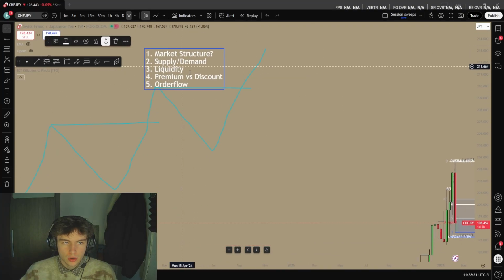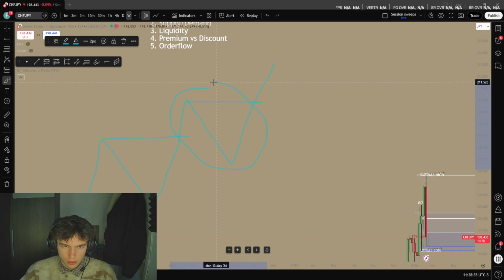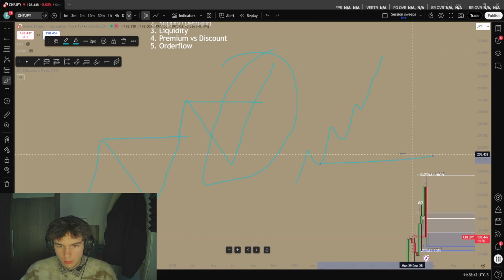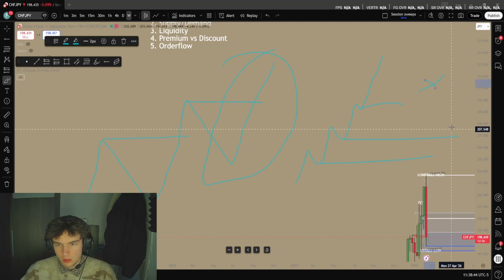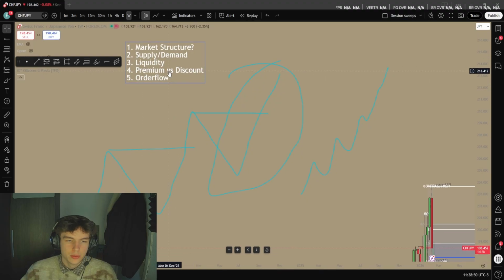Liquidity. If we're going to drop down a time frame, I'm now just going to draw this leg. We're probably going to see this. We are going to mark out these lows, right? These lows are going to act as liquidity. Now, premium versus discount, already set it.